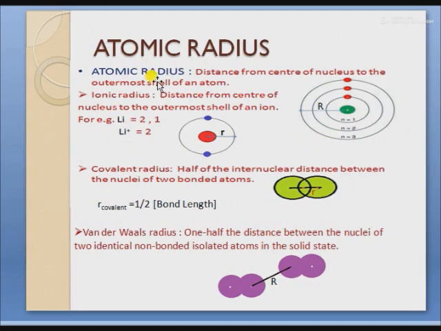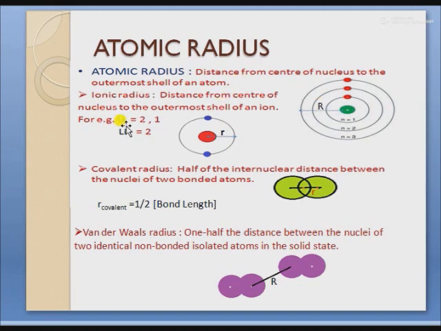Next is atomic radius. As you have already read about the radius of a circle, sphere, hemisphere, etc., now we will discuss atomic radius here. As you can see in this figure, the atom has three shells, 1, 2 and 3, and the distance from the center of the nucleus to the outermost shell, that is the third shell, is called atomic radius, and it is represented by the capital R.